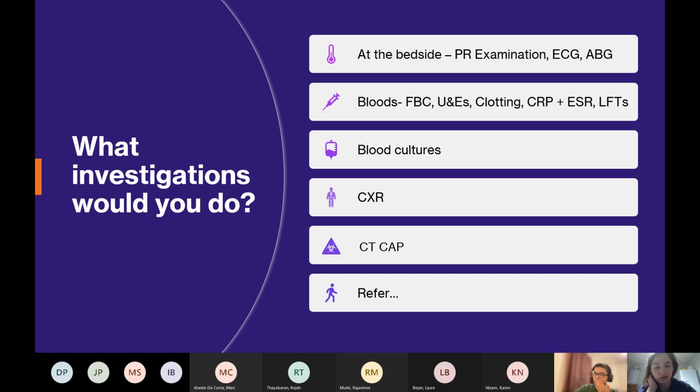If anyone wants to, completely up to you guys, if you want to put your mics on and just say them all, if it's easier on your hands. Yeah, so CRP would be really good. That would go up in inflammation, infection, that kind of stuff. LFTs is totally sensible because he had the previous cholecystectomy and abdominal pain. And then, yeah, all your classics, FBCs, U's and E's.